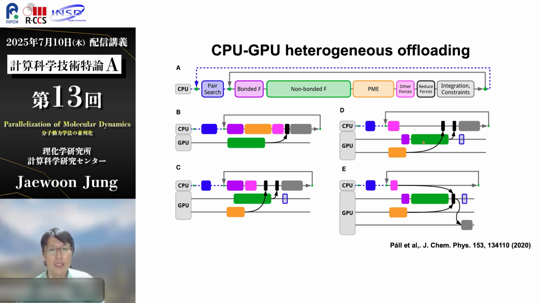And in some cases, they can even include other forces, other bonded interactions, into the GPU. So in this sense, by making use of different hardware architecture, you can use different CPU-GPU heterogeneous offloading.